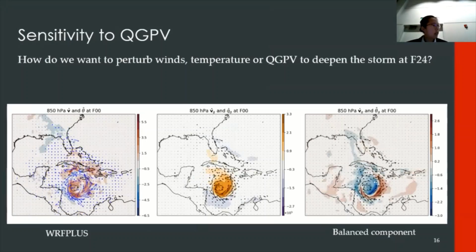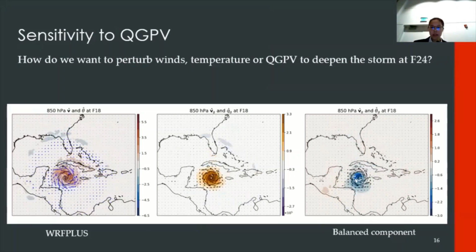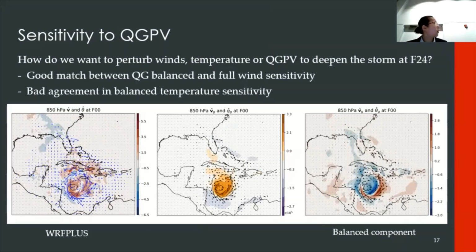And in the middle is sensitive QGPV shaded. And on the right are geostrophically balanced winds and temperature inverted from sensitive QGPV. So at 850 level, we can see in general, we want more cyclonic winds around the storm center for the storm to deepen in the later hour, and warm temperature sensitivity on the left. Of course, for a hurricane to deepen, you want it to be warmer in the lower atmosphere.